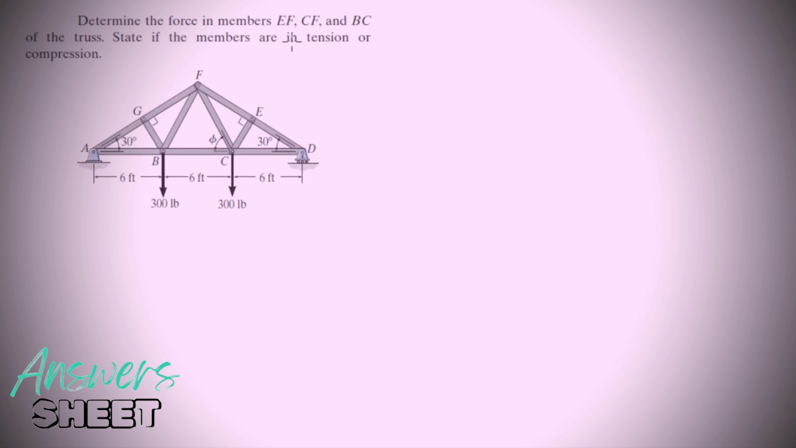Alright guys, let's do this problem in which you want to find the force in the members EF, CF, and BC. So basically what you want to do is use the method of sections and cut a section right here. Do you use the left side or the right side?